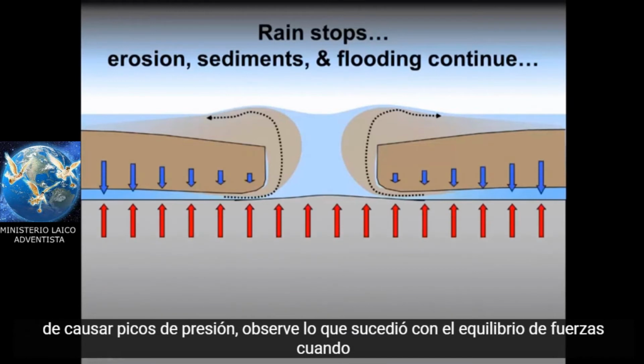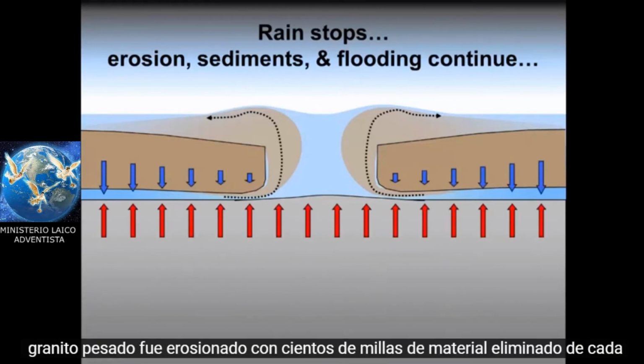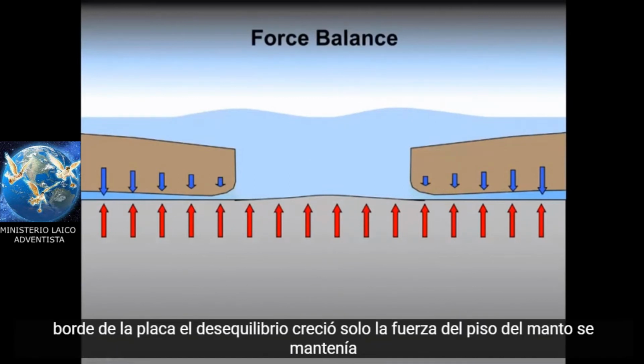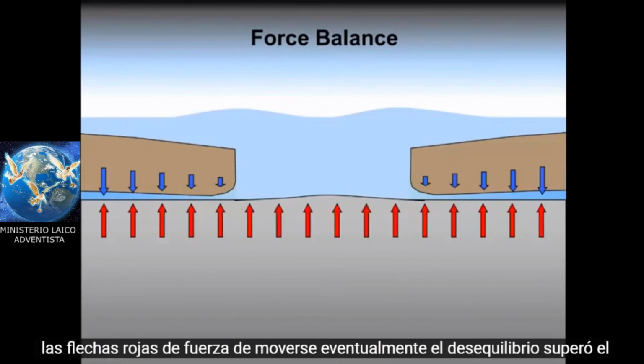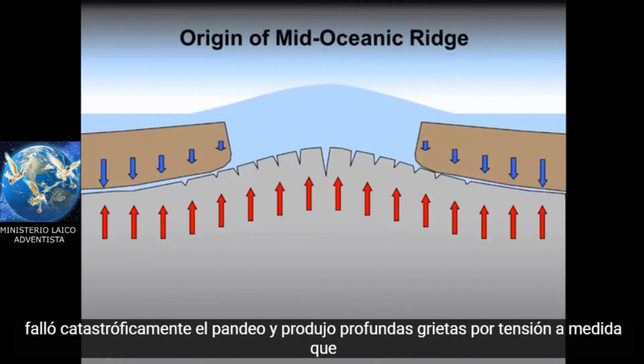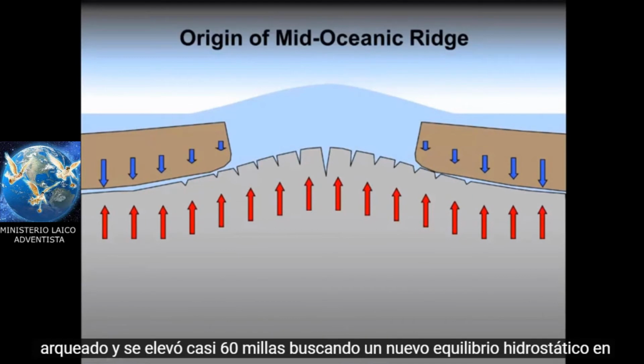Notice what happened to the balance of forces as the heavy granite was eroded. With hundreds of miles of material removed from each plate edge, the imbalance grew. Only the strength of the mantle floor was keeping the red force arrows from moving. Eventually, the imbalance overcame the rock floor's low tensile strength. The rock mantle suddenly and catastrophically failed, buckling and producing deep tension cracks as it arched and rose up almost 60 miles seeking a new hydrostatic equilibrium.